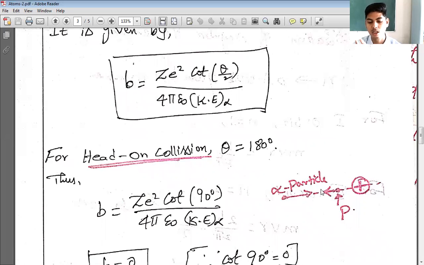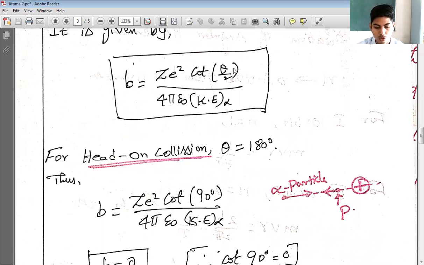So what is the angle of scattering? The alpha particle was moving along a straight line, and because of the repulsive force exerted by the nucleus, the alpha particle retraces its path. So the angle of scattering in this case is 180 degrees.